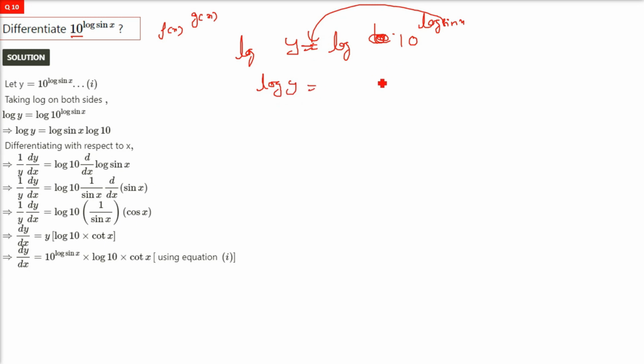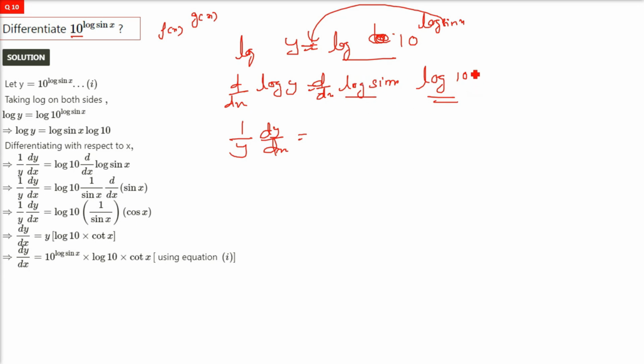So we take log on both sides. So this will be log. This log sin x will come in front, and log 10. So you don't have to apply the product rule on the right hand side, because log 10 is constant. So d by dx of log sin x log 10. So log y will be 1 by y dy by dx. So this log 10 will come in front, log 10. And log sin x will be 1 by sin x, and sin x will be cos x.